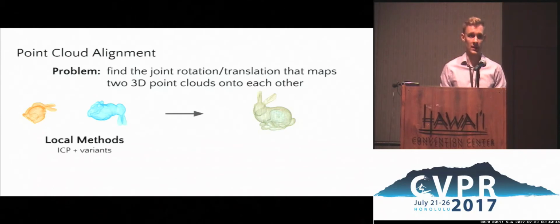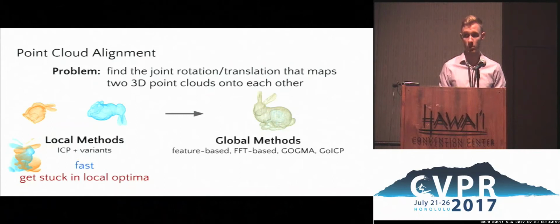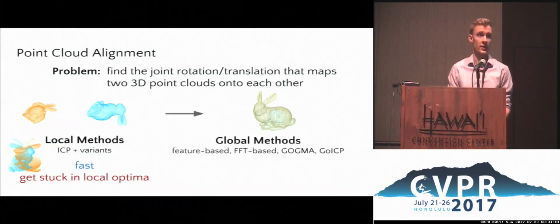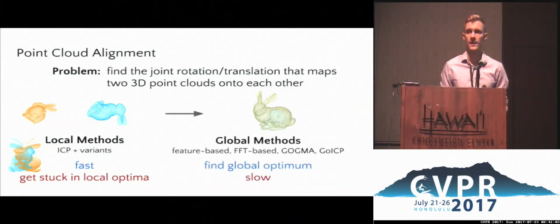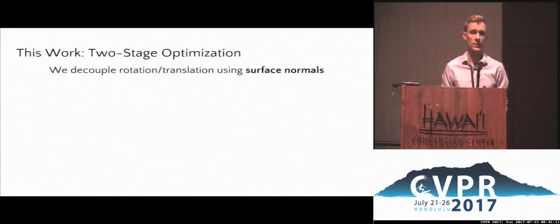Local methods take small incremental steps in joint rotation translation space to improve some objective. These methods tend to be computationally cheap, but they're susceptible to the local optima that are typical of alignment problems. Another class of methods, global methods, search the whole space to find a global optimum in some cost function. These methods tend to have complexity that scales exponentially in the dimension of the space, and since rigid transformation space is six-dimensional, these methods tend to be slow.